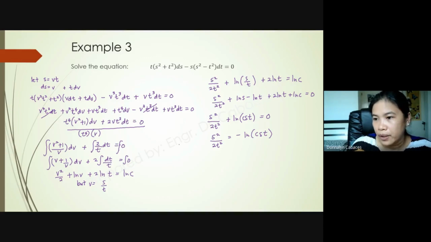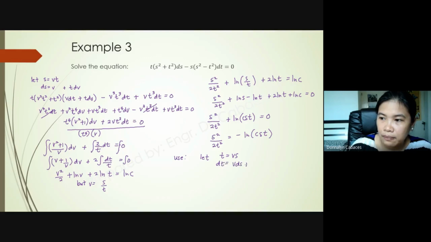So later, you may try again, letting the other variable t be equal to vs. And your dt would be v ds plus s dv. And you should be obtaining the same solution. Okay, so those are the three examples that I can share with you for the solution of homogeneous differential equations. Hope that you have learned something from this video. Thank you.